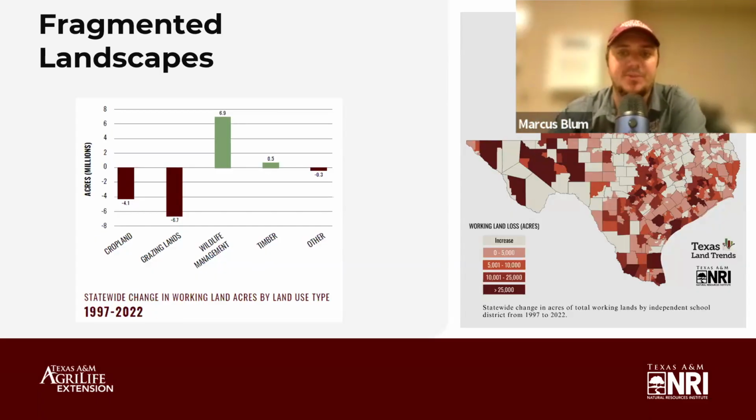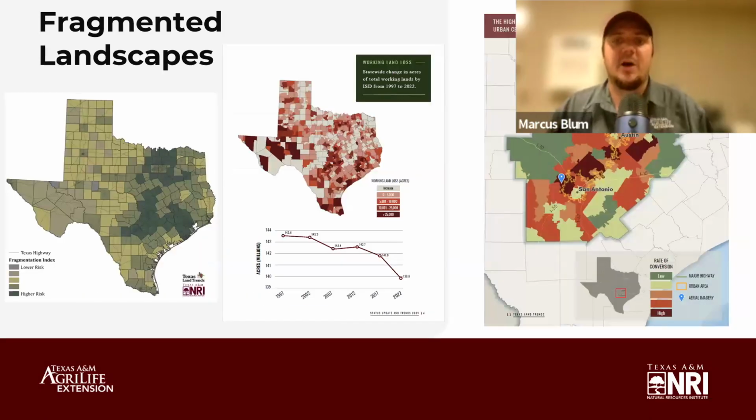Although this program has helped, we're still seeing rapid declines in working lands, primarily surrounding our major population centers, as you can see in the map. And this map is from the NRI's Texas Land Trends report. Now we can advance to the next slide. While these maps indicate working land loss across the state, there's definitely a noticeable risk of increased fragmentation closer to our major population centers.